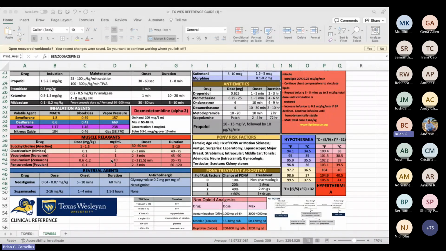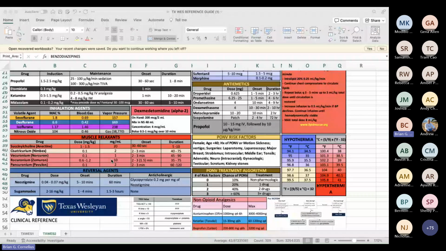To reverse this, you're going to use one of two agents, either neostigmine and glycopyrrolate or Sugammadex. Usually when I'm dosing my neostigmine, I go ahead and just go with the high end of dosing, especially as we've realized that we're seeing a large percentage of our population that is under-reversed at the end of the case. So what you'll do is take 0.07 milligrams times the patient's weight, and it winds up being 4.9 milligrams, round that to 5.